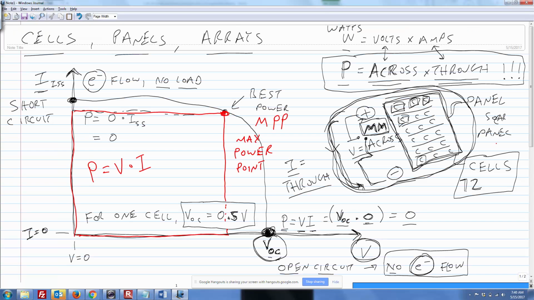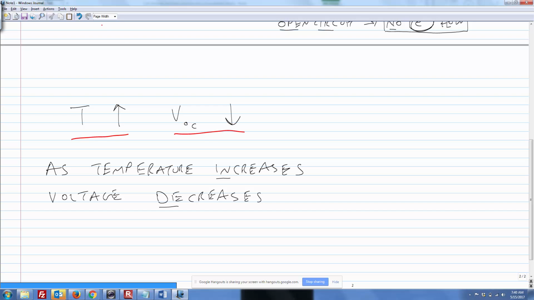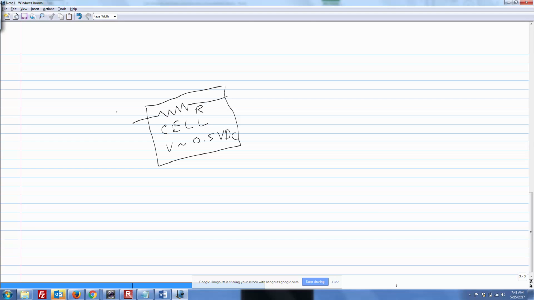And I'll draw that. So I've already told you that as the temperature goes up, the voltage goes down. Another thing that happens in the cell, so I'm just going to draw one little cell here. And we know the voltage is approximately 0.5 volts, and that's DC. The cell is also a resistor. So we can think of the cell as being a resistor. So here's the volts, here's the current. The current comes through. I'll just say this is V in and this is V out.